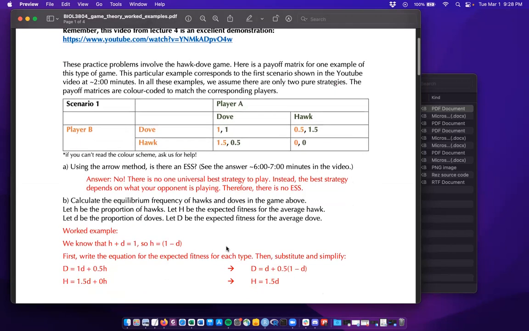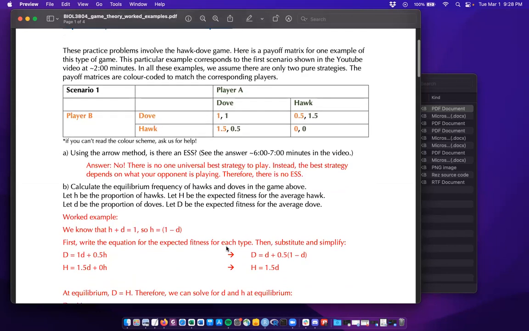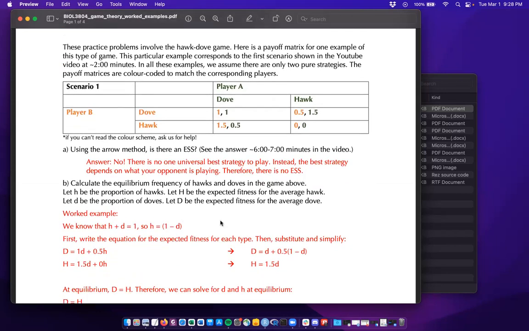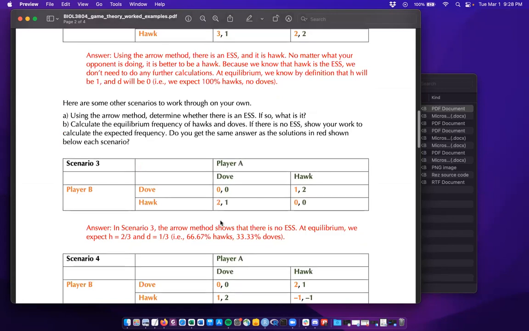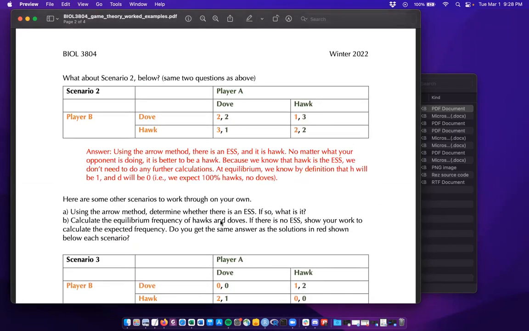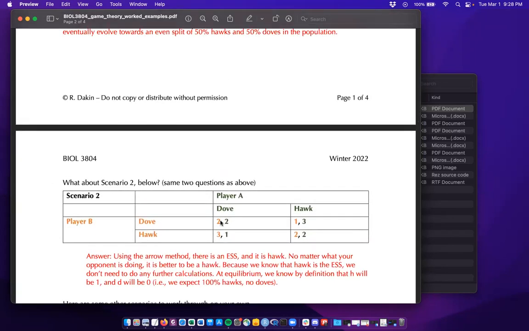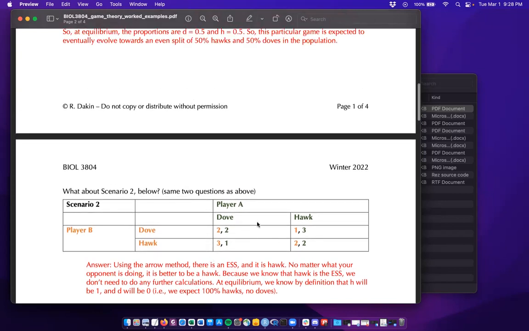Okay. So here's the trickier part, I think, which is doing the calculation. Was that okay? Can you go over that? Yeah, I would love to go over it. So I want to come back to this one where there is an ESS. And I just want to say when there is an ESS, there's no calculation because it just means that the population will evolve to be all hawks in this case. So we don't need to do any further calculations.